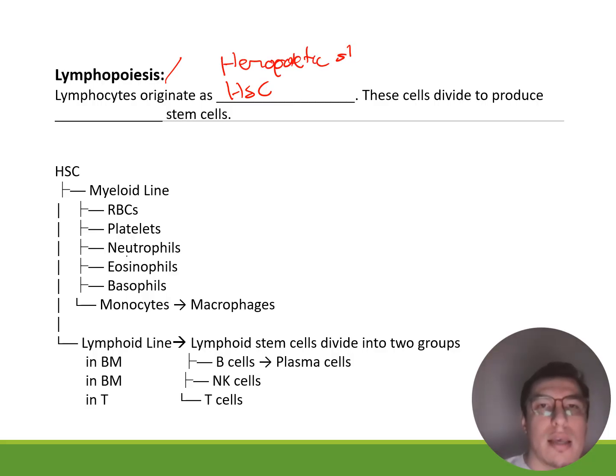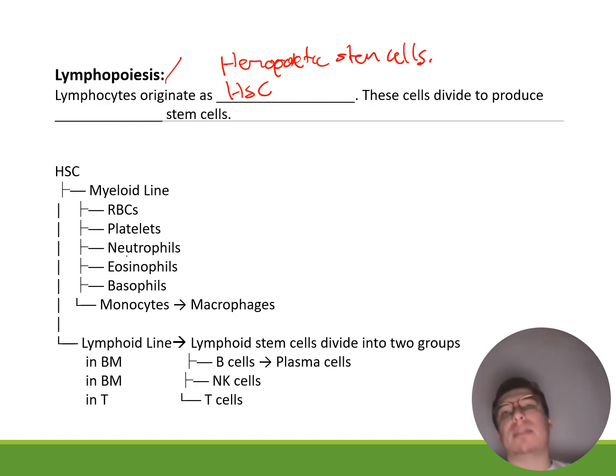These hemopoietic stem cells are cells that have a pluripotent capability. What that means is that they can divide into any cell that they are intended to. They could go into the myeloid lineage and become a red blood cell. They could go into the lymphoid lineage and become a B cell or a T cell.